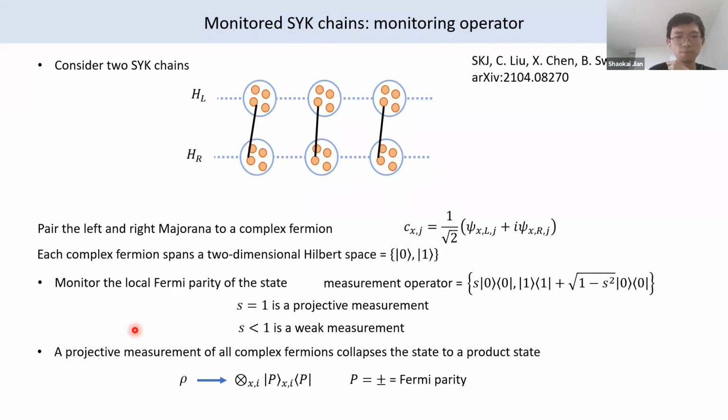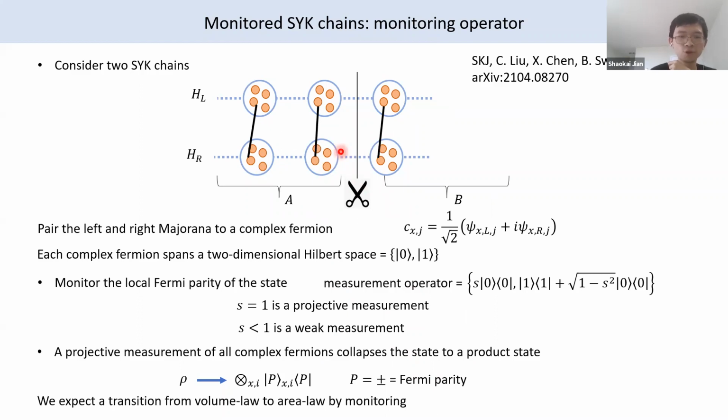So we allow s to be less than 1. If we implement a projective measurement on all complex fermions in a chain, then this collapses the state to a product state between different sites. Imagine we cut the chain into two parts, A and B. For this product state, there's no entanglement between A and B. So we expect a transition from volume law to area law by increasing the measurement.